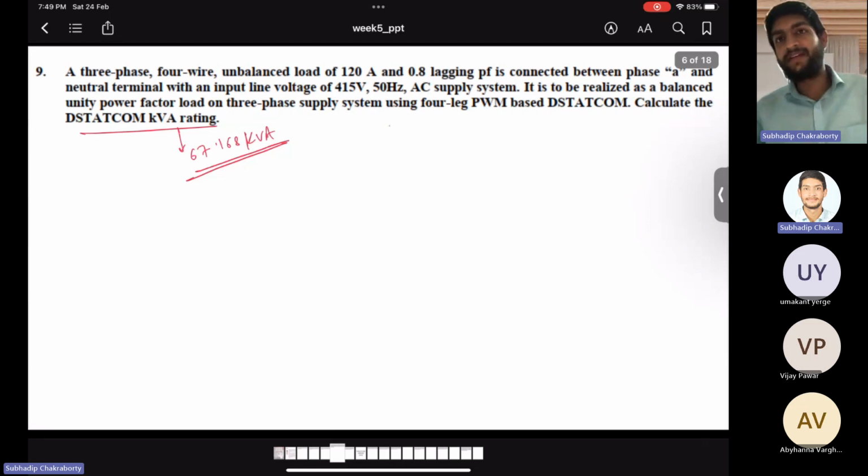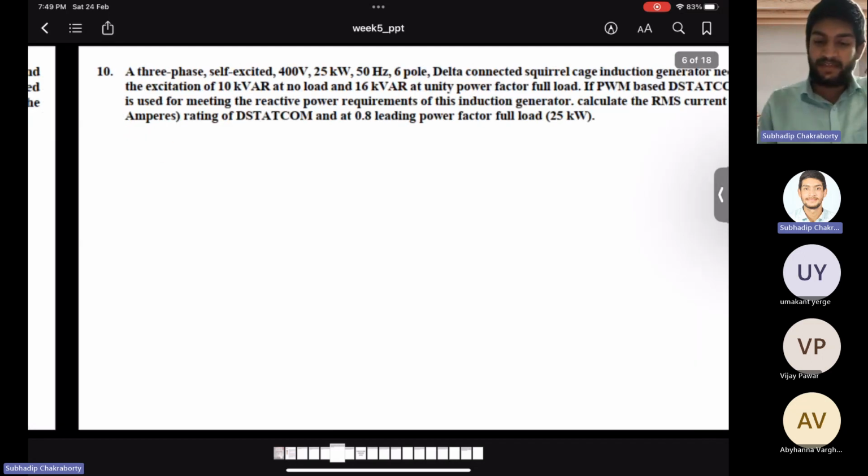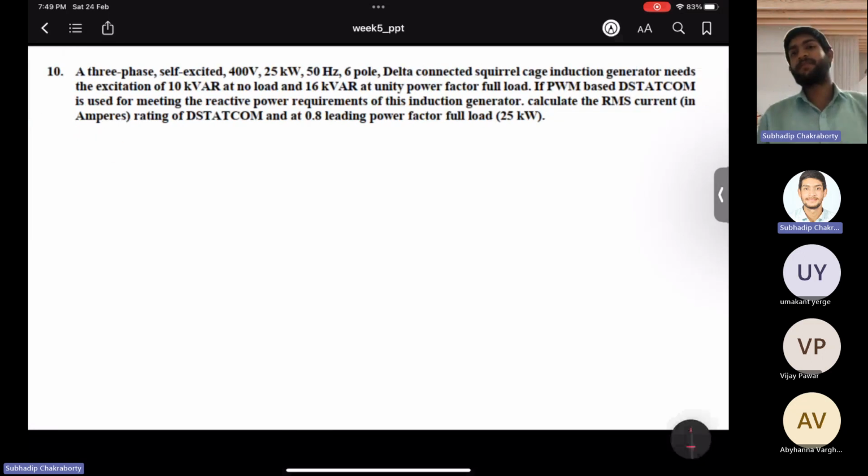It is similar to the second problem which we solved, or the first problem also. The first problem of today and this problem are the same, just with different values put in. Now solve this problem. This is a new problem. Solve this.